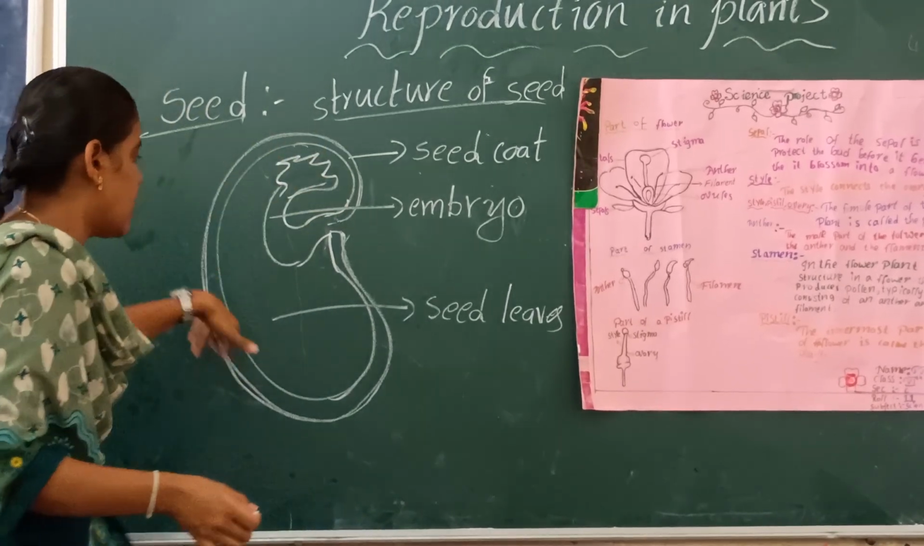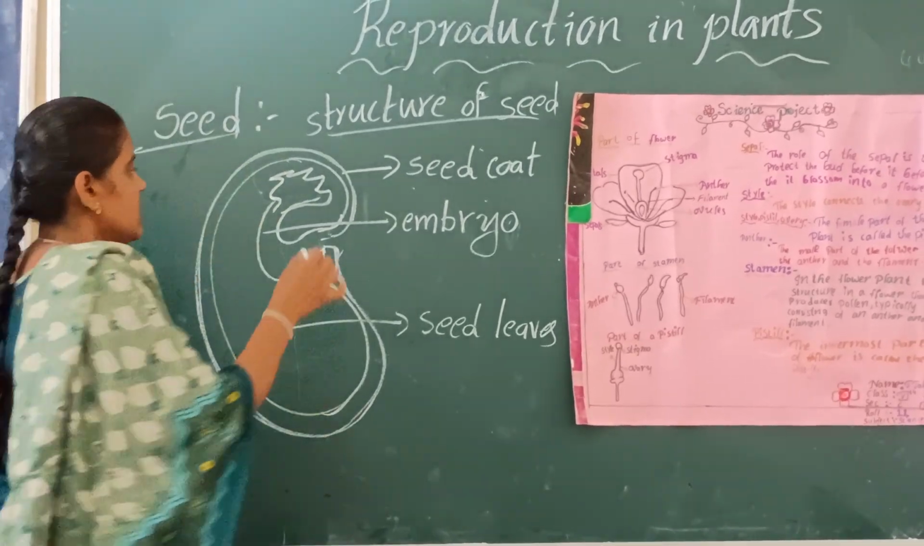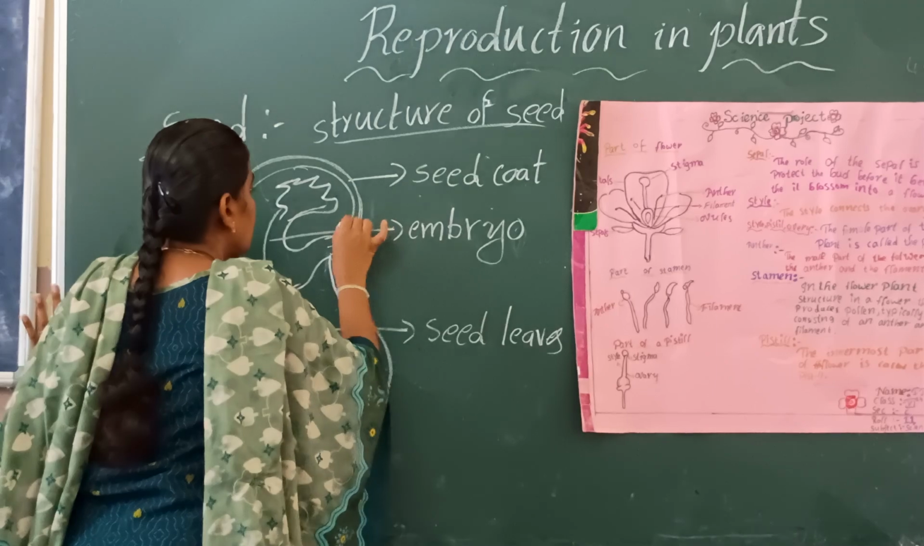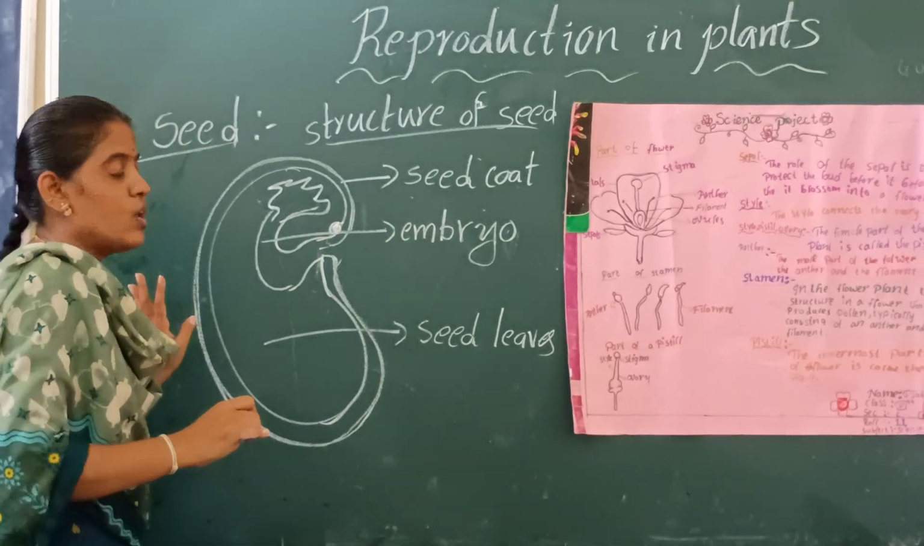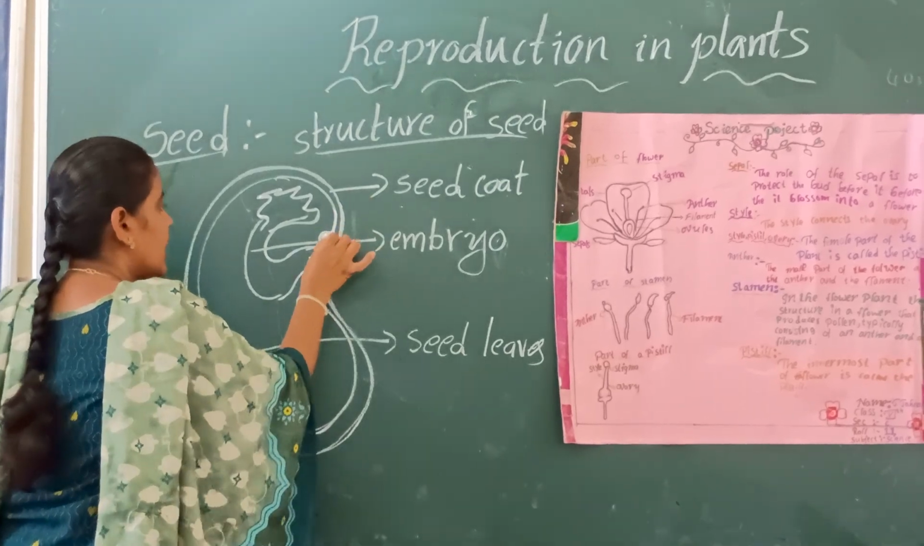It is the outermost layer of the seed, and this seed coat has a tiny hole which lets water enter inside the seed. This seed coat has a tiny hole.